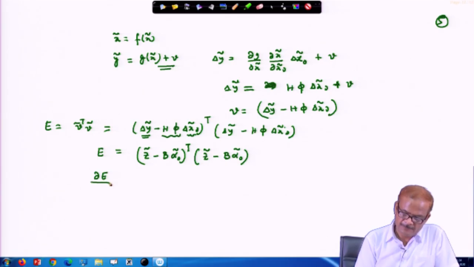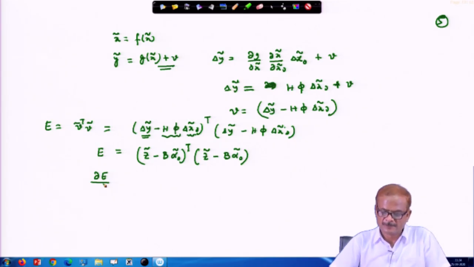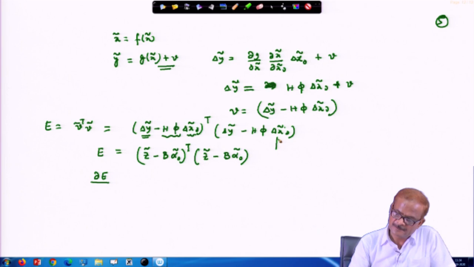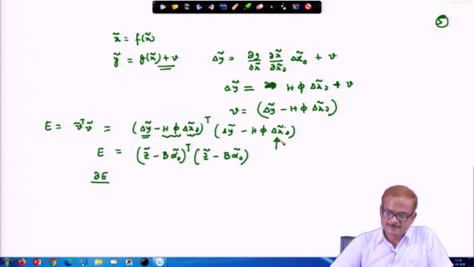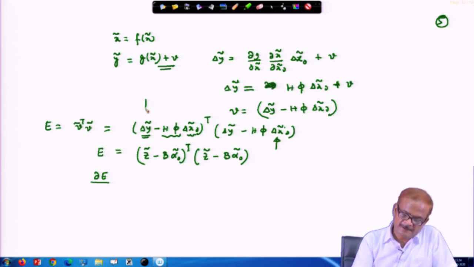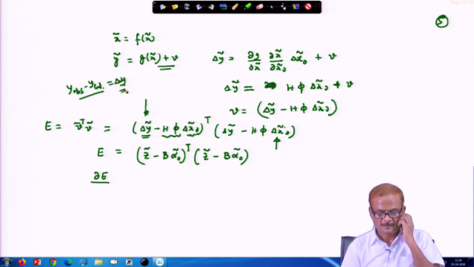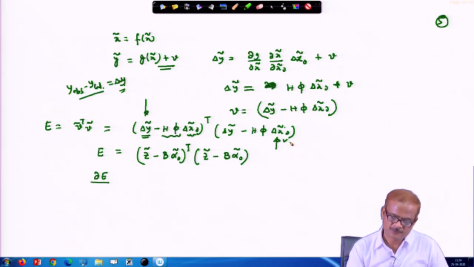So, what do we want to minimize? How much correction is to be given in this place? This quantity is fixed by y observed minus y calculated, and this is your delta y. So, how much correction do I give here so that this quantity gets minimized?